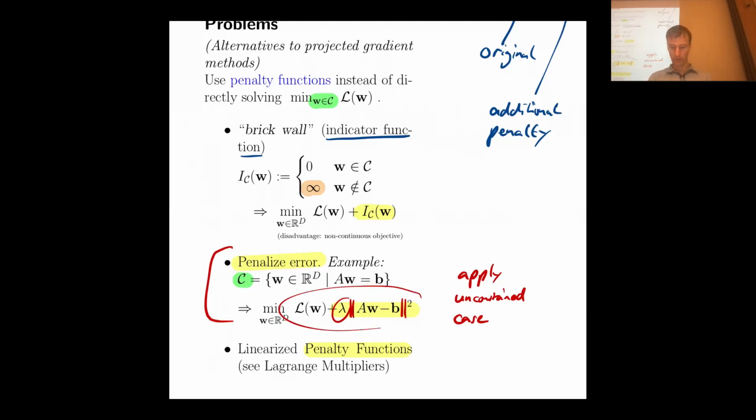So you can put this lambda value, which is this trade-off parameter, to balance the two objectives. How much do you care about the original objective, and how much do you care about the constraint being closely satisfied?